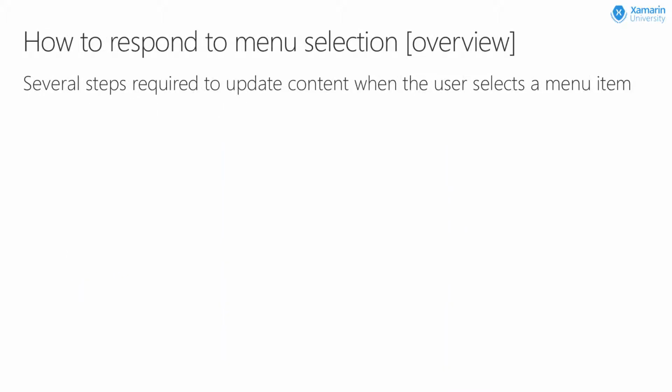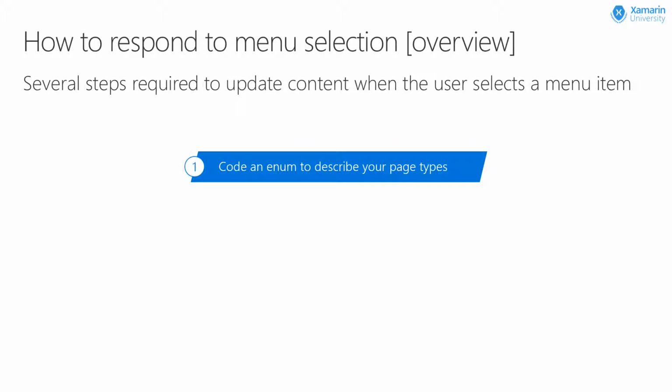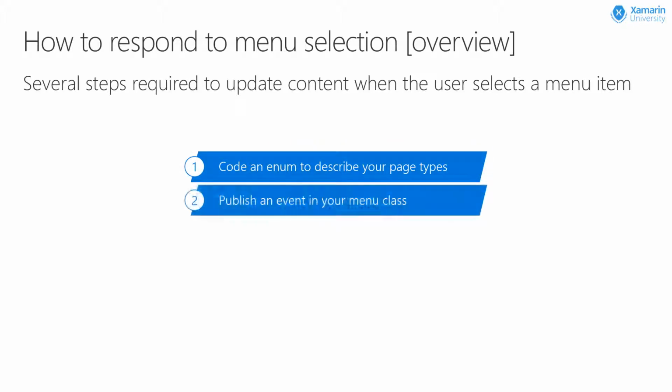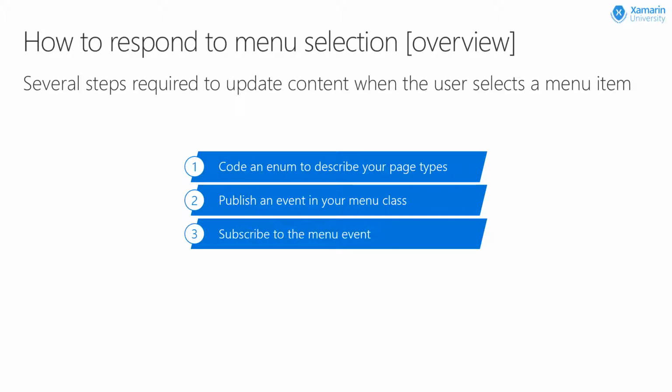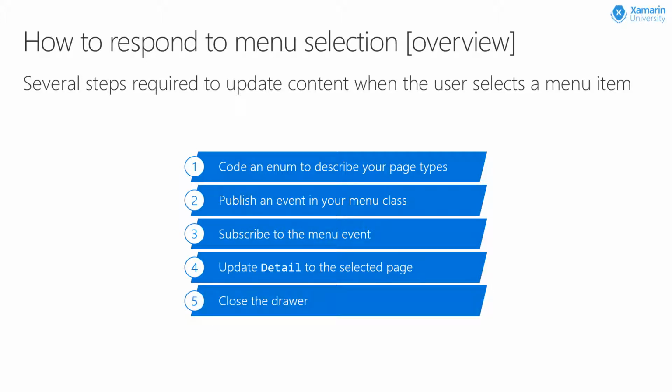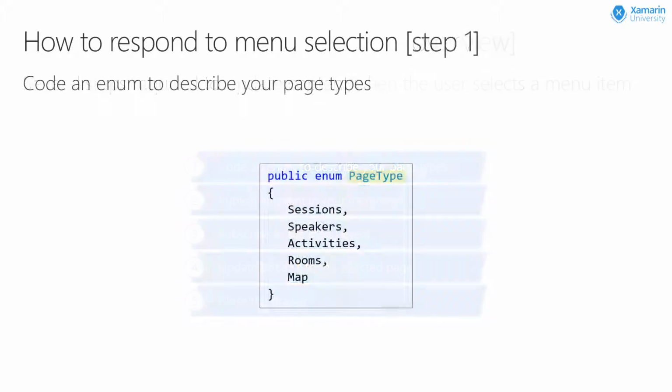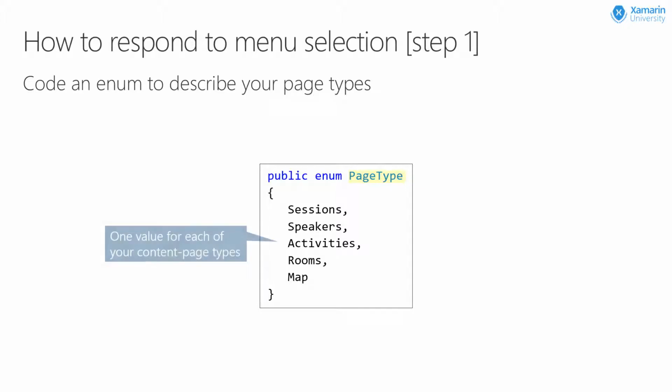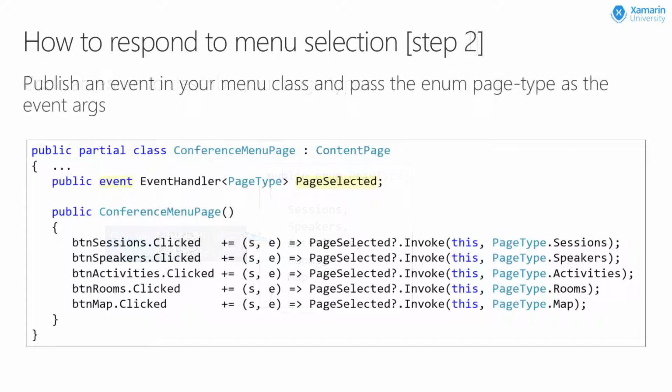Now let's go through the specific steps. We'll create the enumeration, we'll publish an event from our master page, we'll subscribe to the event in our master detail page, we'll update the detail page when the event fires, and then we'll dismiss the drawer. Now the enum is straightforward. Create an enumeration that describes each page. Now this will allow the master page to notify the subscriber without needing to pass a complex object.